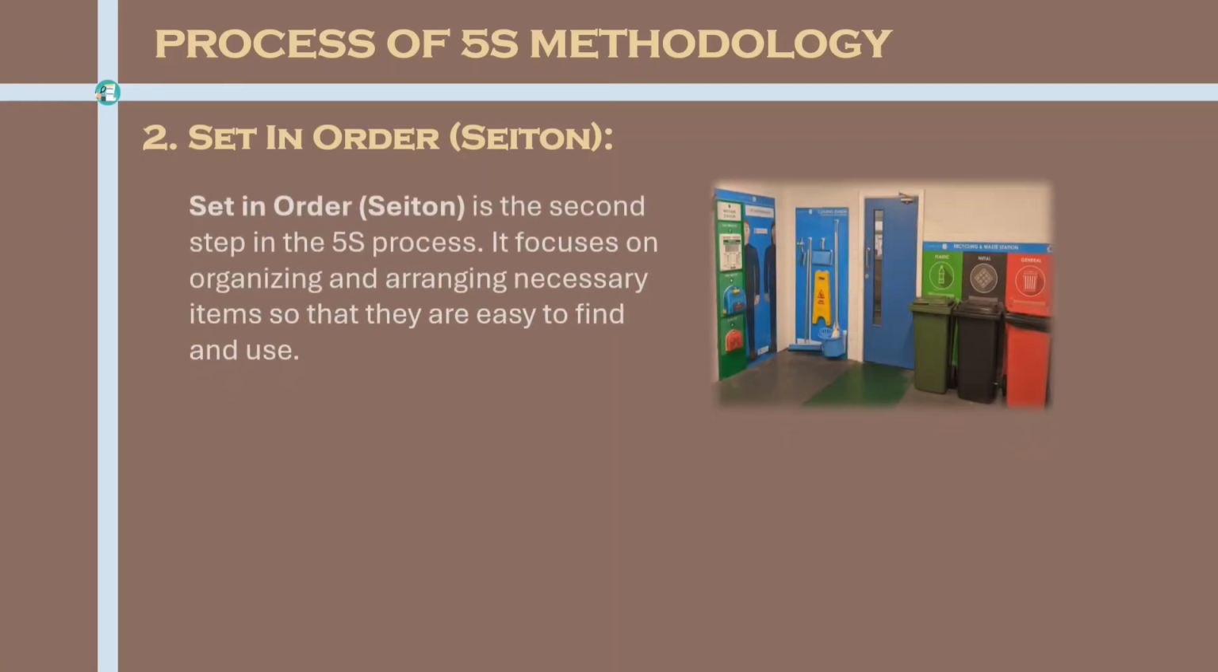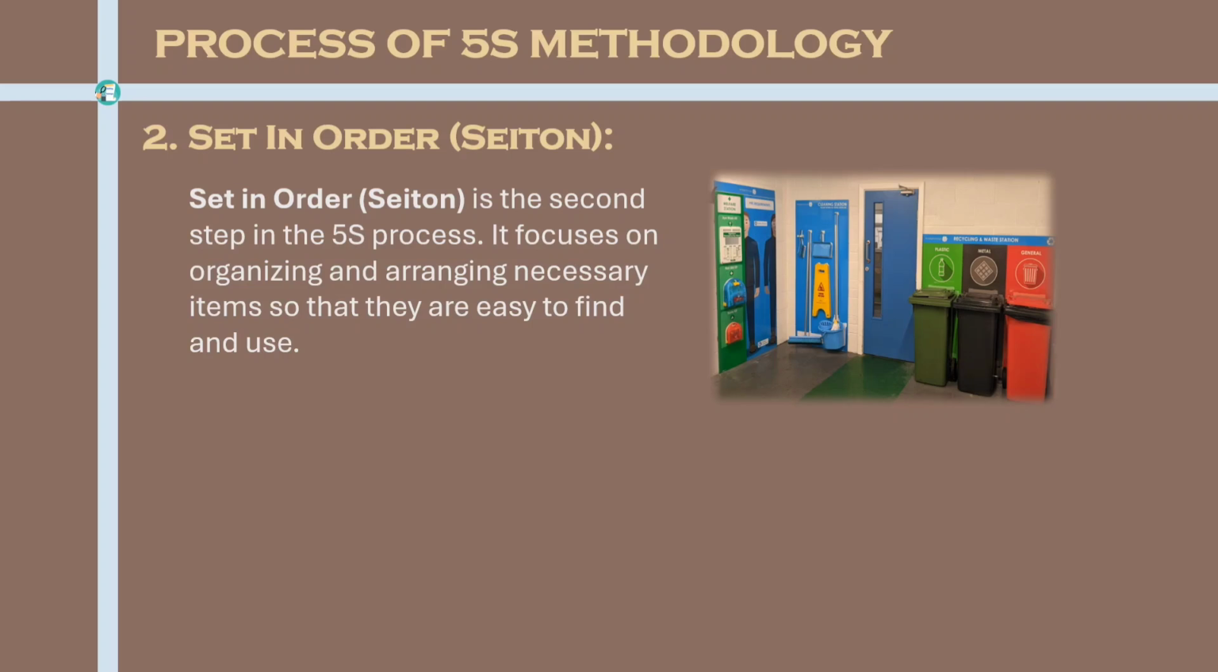Next is Set in order or Seiton. Set in order or Seiton is the second step in the 5S process. It focuses on organizing and arranging necessary items so that they are easy to find and use.